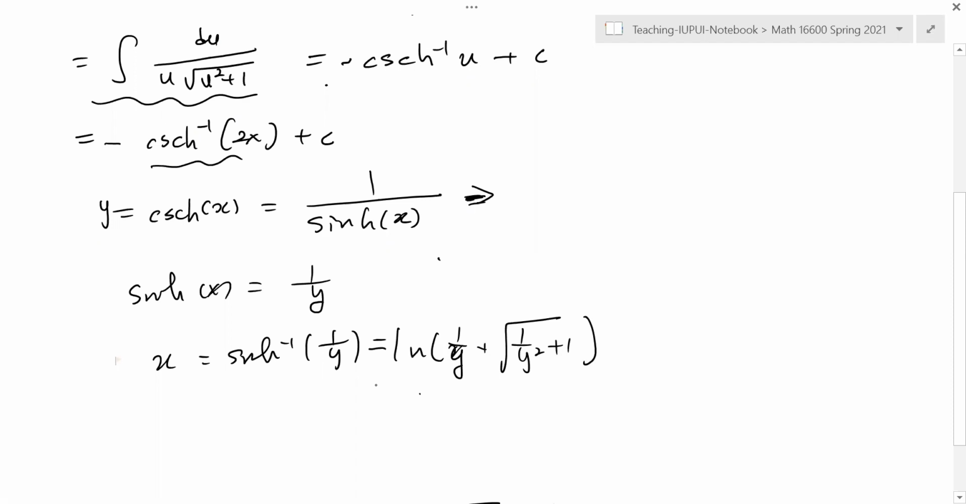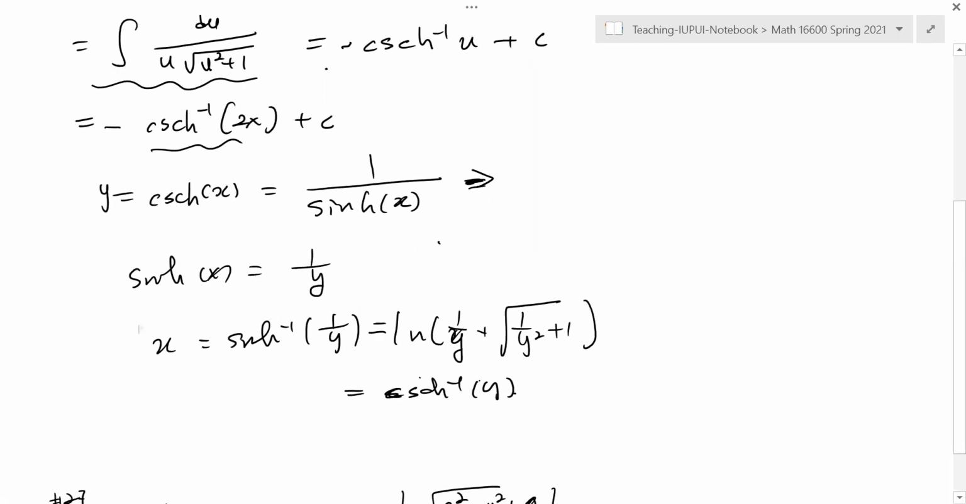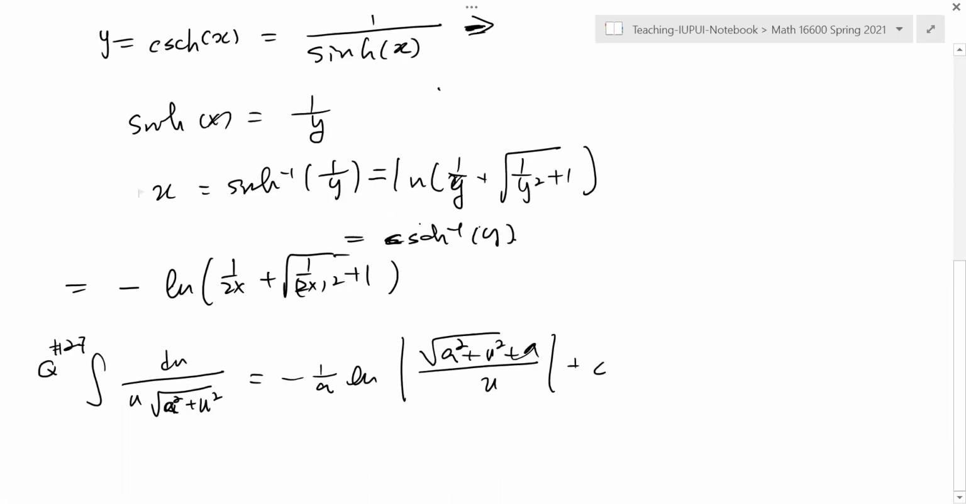Then you go back to this, which is actually the inverse of cosecant. Okay. Then you go back to the above integral. It's going to be natural log, and in the place of y, you replace by 2x. Okay, that's the answer. And this is pretty similar to the one we have here. So you can also use this formula to solve the problem.